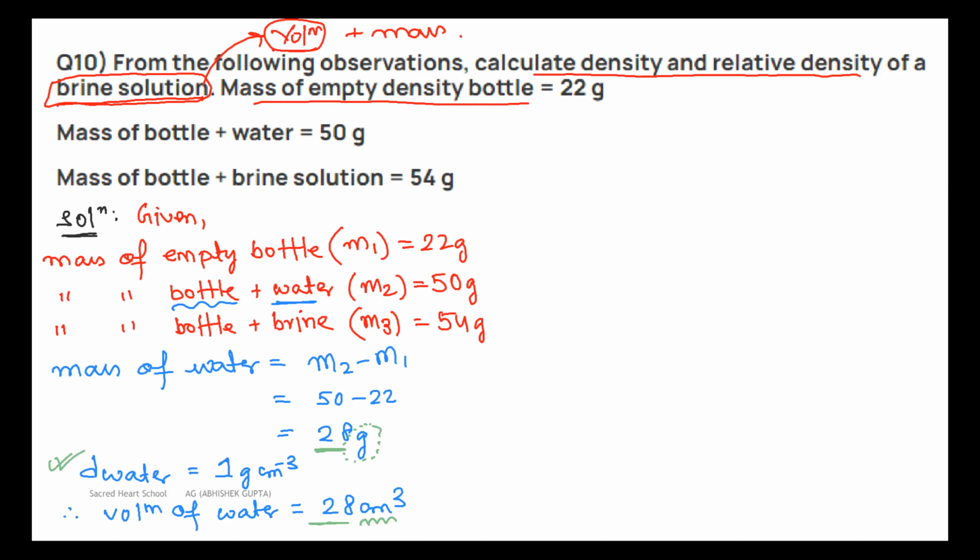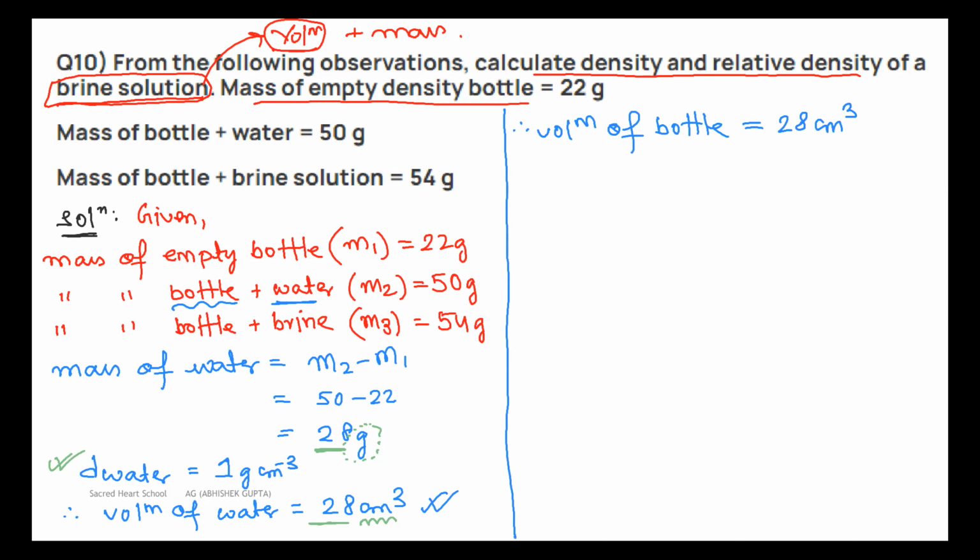Now, since we know that volume of water is 28 centimeter cube, where is the water kept? The water is kept in the bottle. So therefore, volume of bottle will be how much? Will also be 28 centimeter cube. Now, in the bottle itself, the brine solution has been kept. Therefore, volume of brine solution is also equal to 28 centimeter cube. Fine, fine.